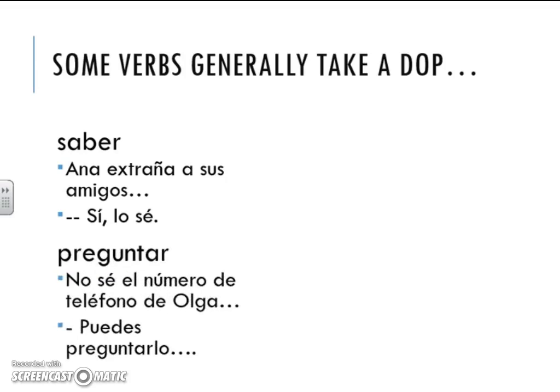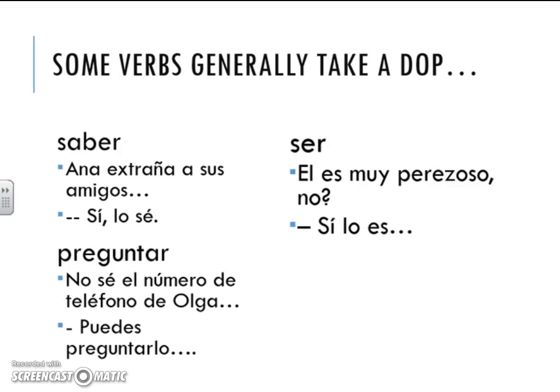"Preguntar," which means to ask a question, is the same way. So, "no sé el número de teléfono de Olga. Puedes preguntarlo." So it's saying, I don't know Olga's telephone number. And you can say, well, you can ask for it. You're really saying you can ask her for it. Okay? And so the "it" has to be there. In English we can get away with saying, you can ask. But in Spanish, you have to say, you can ask it.